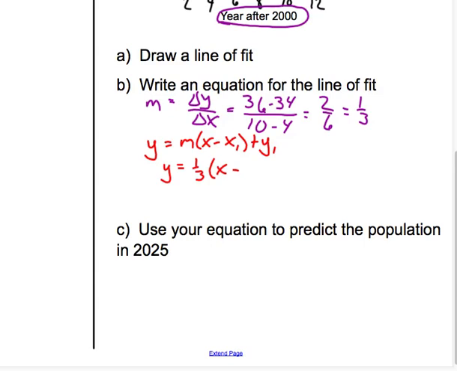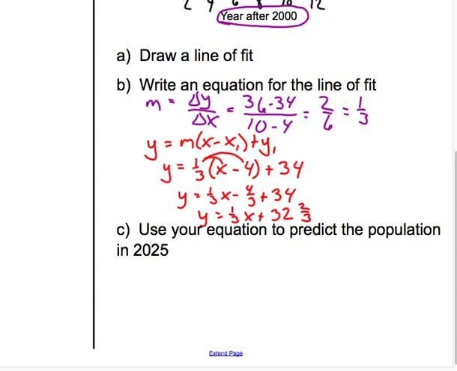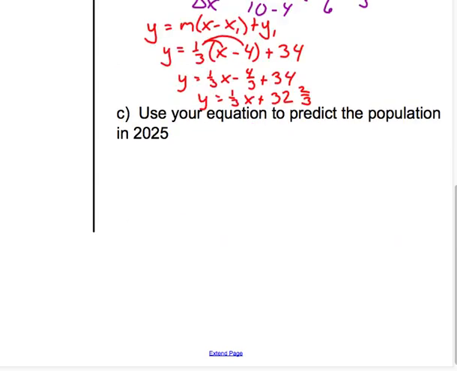I'm going to use (4, 34) because the numbers are smaller. So the -4 goes inside the parentheses. Remember, it's the opposite. And then outside is the +34. So to finish solving to get this in slope-intercept form, we're going to distribute our 1/3. And then combining our like terms. So I rewrote the 4/3 as a mixed number, 1 and 1/3, and subtracted that from 34 to get my y-intercept, the 32 and 2/3.